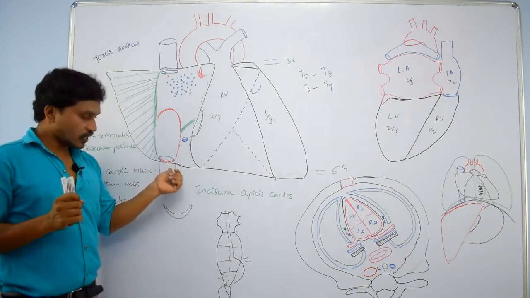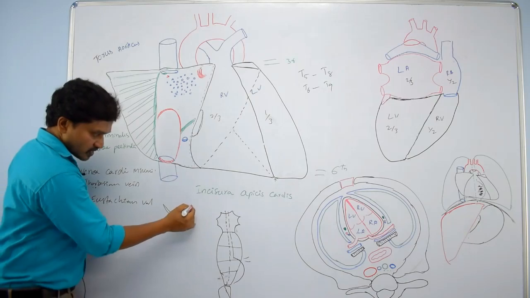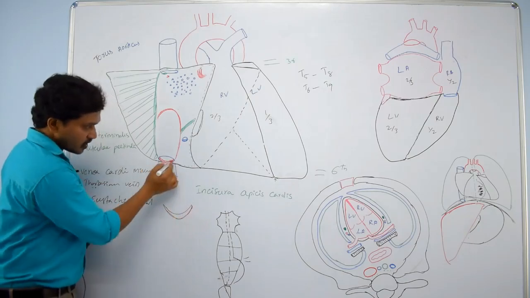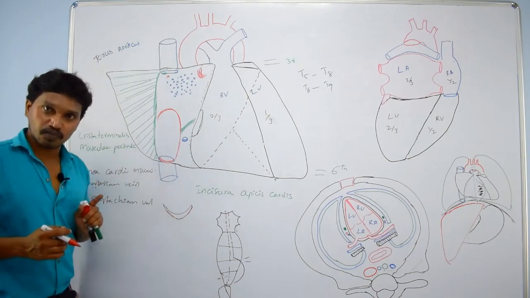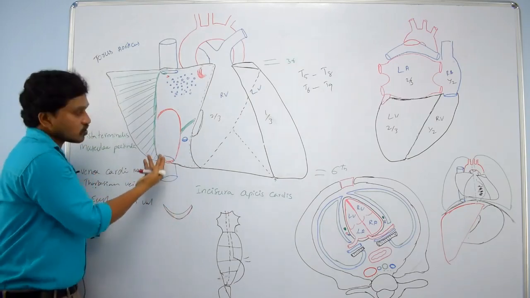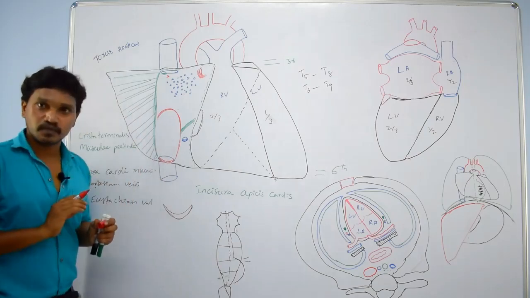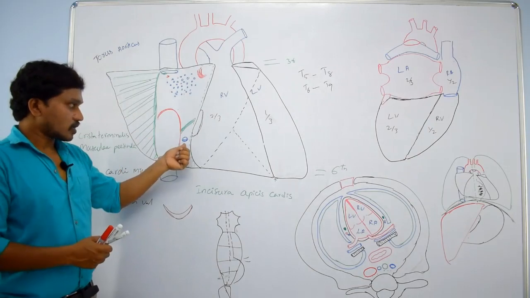Clear? Actually I told you it is semilunar in shape. This is the base. This base attaches to the anterior margin of the inferior vena cava opening, and this free margin is there, no? That free margin will project towards the atrium. Clear? Then here, what is this?